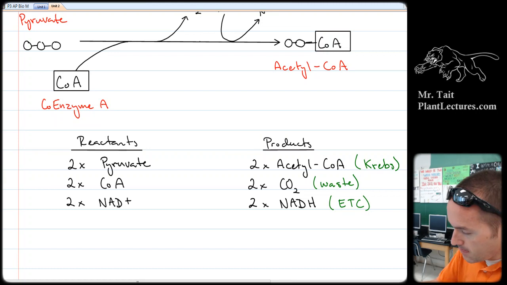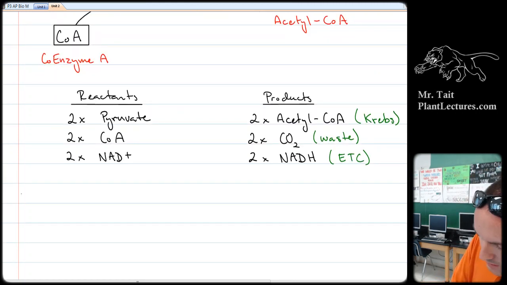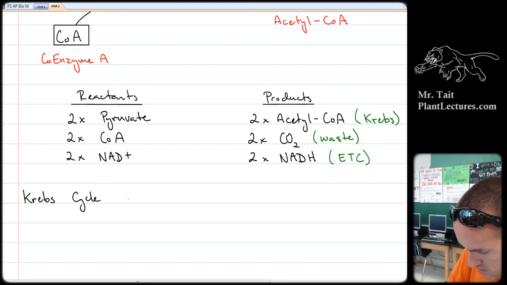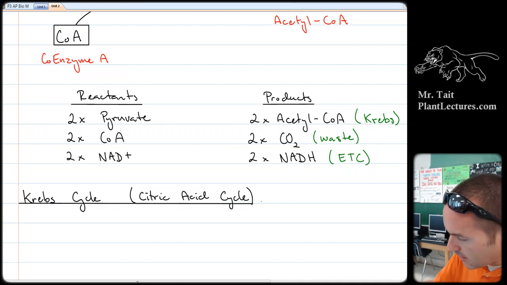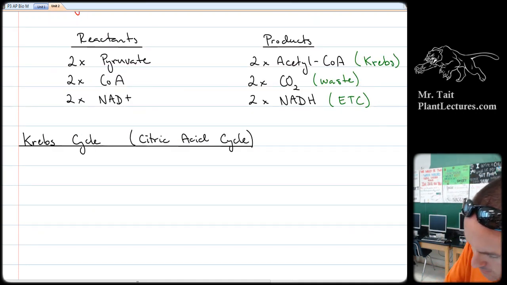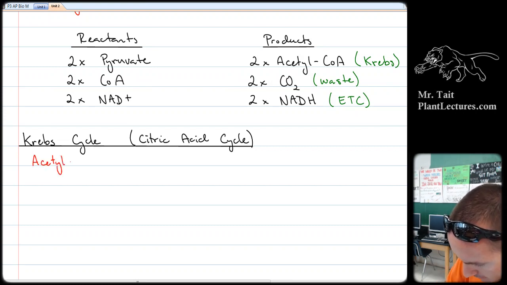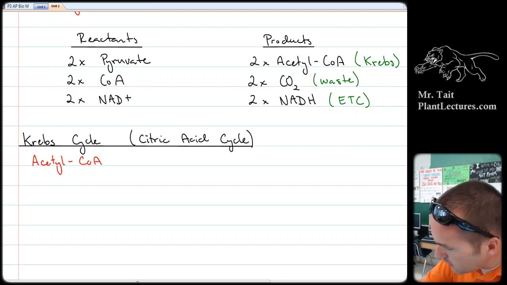Okay? So then we're going to go into the Krebs cycle, which is sometimes called the citric acid cycle. And the citric acid cycle is going to start with that acetyl-coenzyme A, which looks like this.